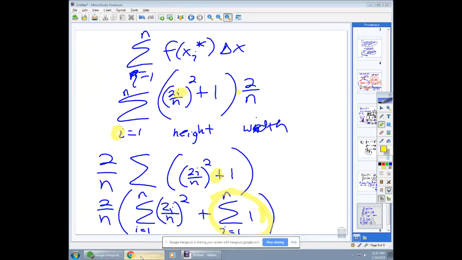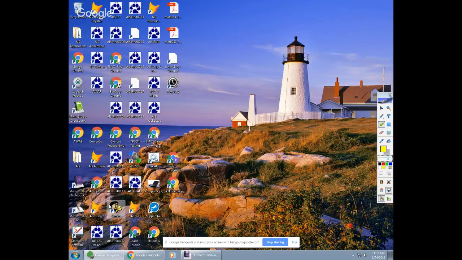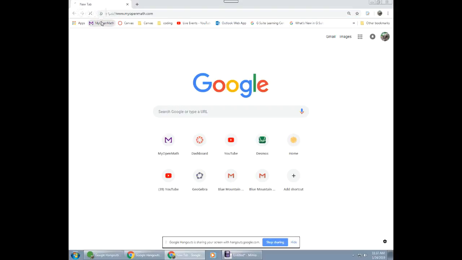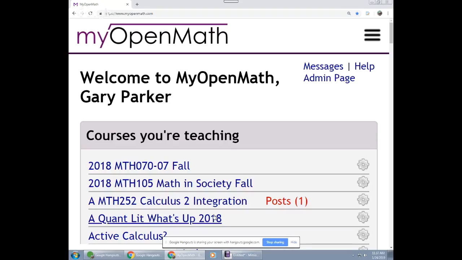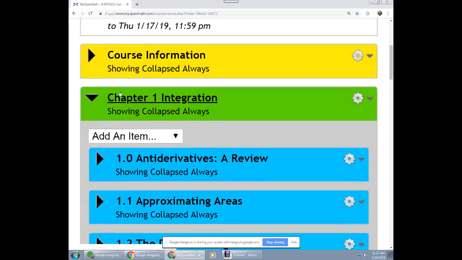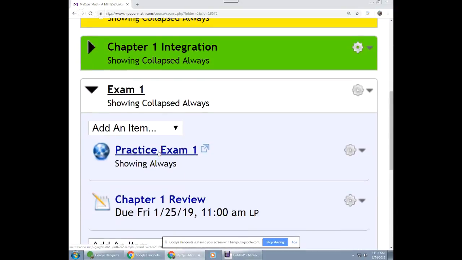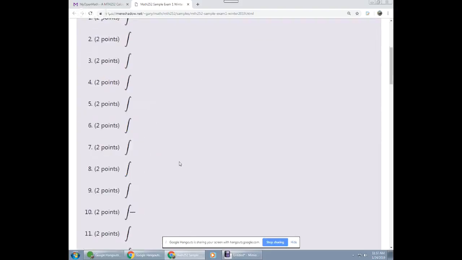Where the heck is it? What happened to my screen? You pulled it? I must have closed it accidentally. All right, new one. Math, calculus, practice test. Is that it? Yeah, that's it.